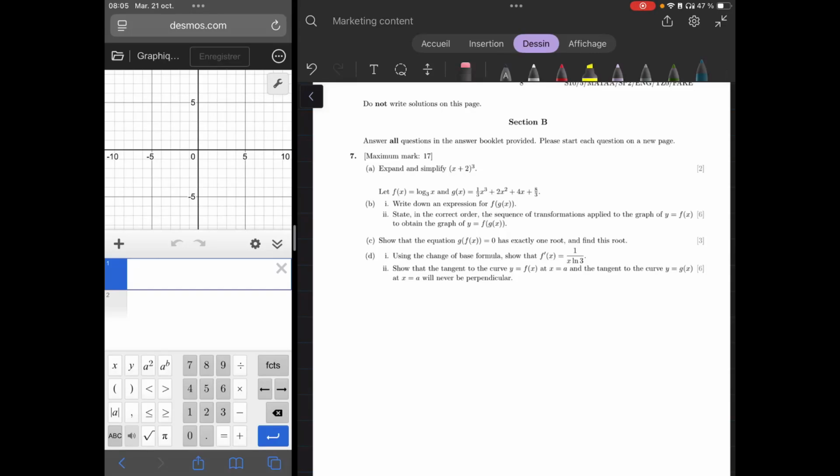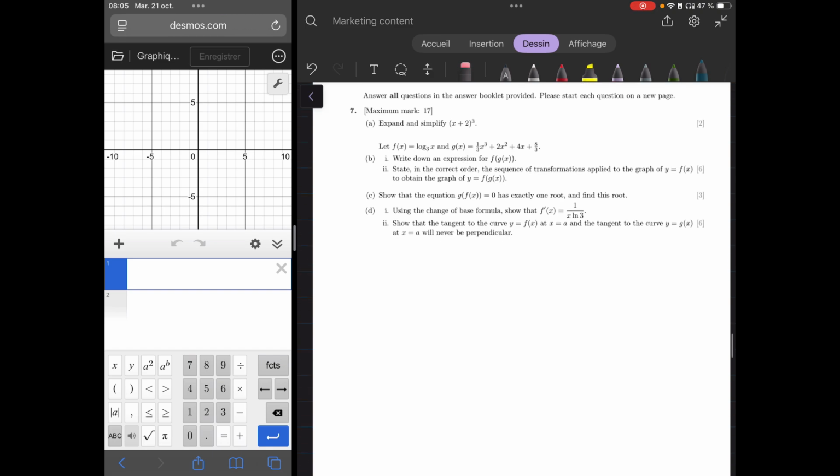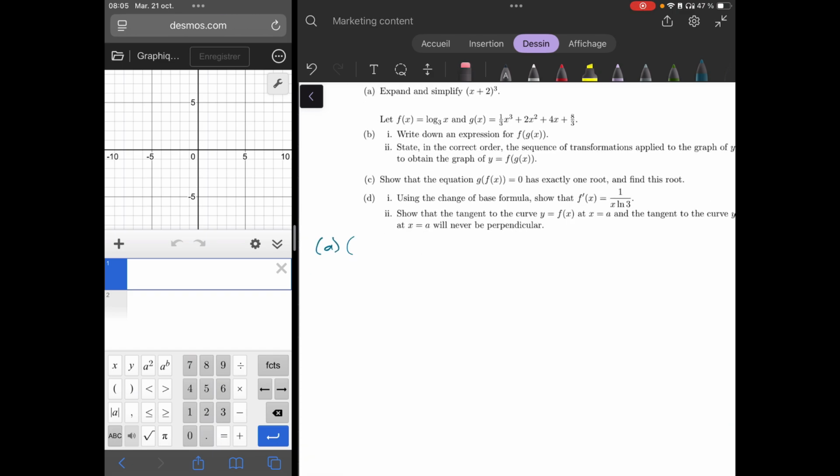Hiya, this is question 7 on the N25 Mock Paper 2 for SL. In part A, you're simply asked to expand (x + 2)^3. You can write down the final answer even. But of course, you can do it a bit more slowly using Pascal's triangle or similar methods.